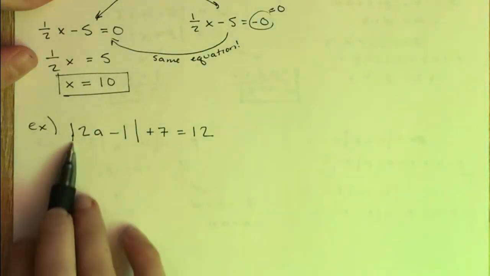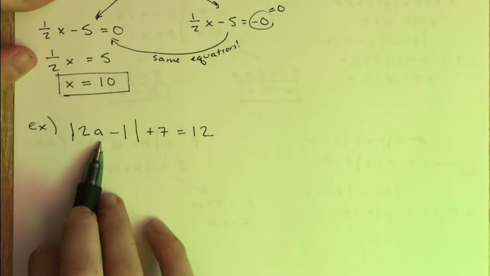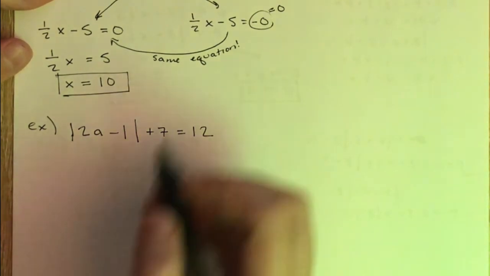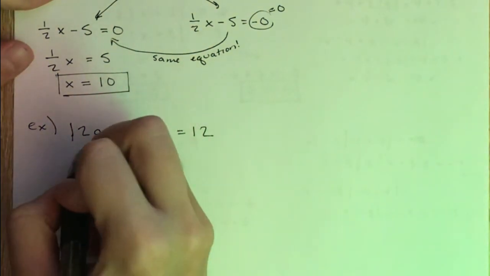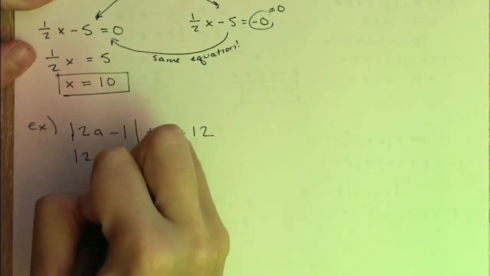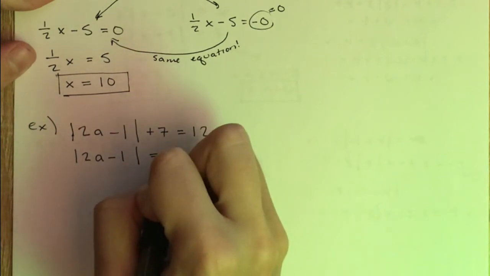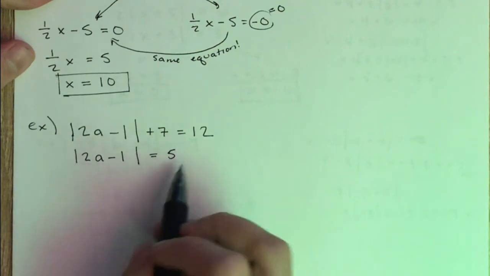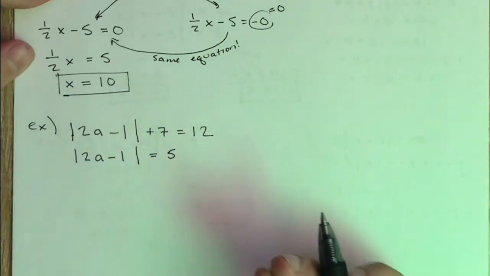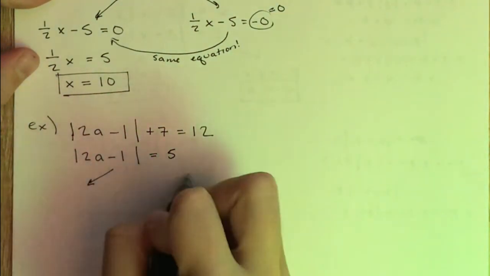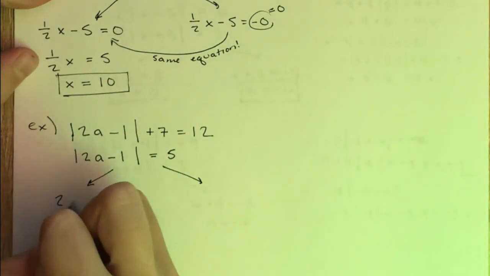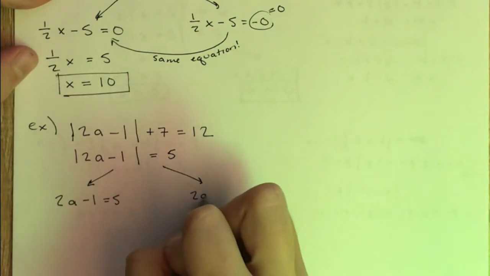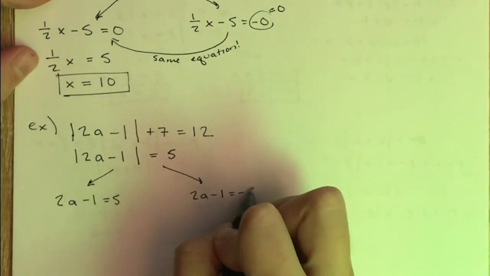We need to isolate here. Again, doesn't matter that we don't have an x and we have an a, that's fine. We need to isolate this guy, so we subtract 7 from both sides. Now we are isolated. We check to make sure this isn't negative. It's clearly positive, so we can go ahead and split. We've got 2a minus 1 equals 5, and 2a minus 1 equals -5.